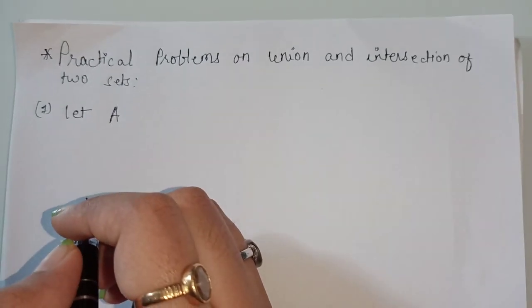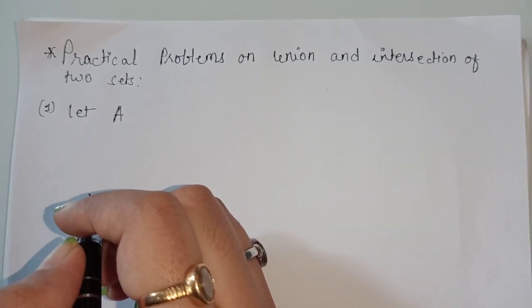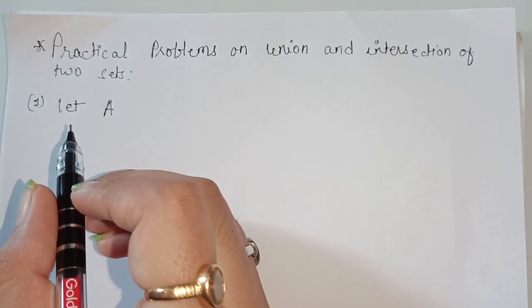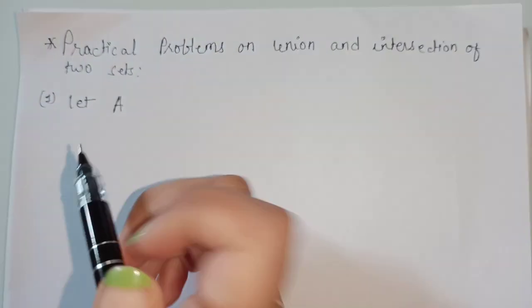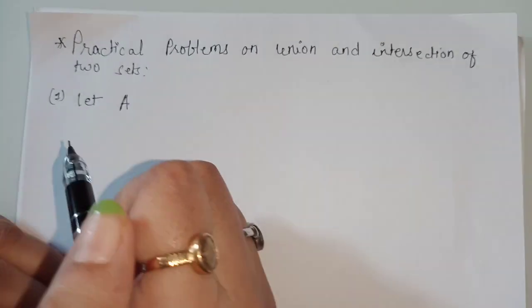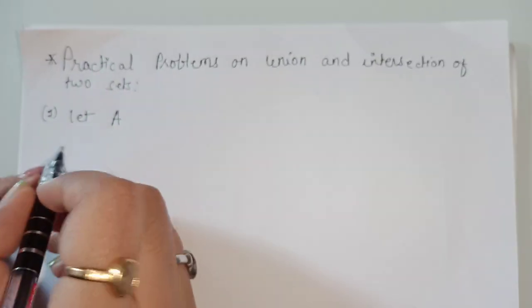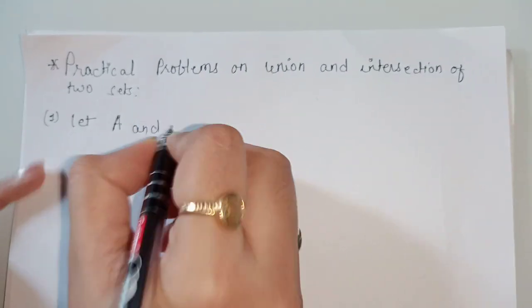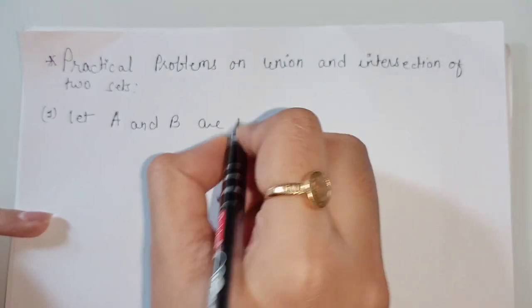Morning, students. Today we'll go with the last topic of this particular chapter, that is sets. The topic is practical problems on union and intersection of two sets. Okay, so we'll go with the first formula. Let A and B be two sets.